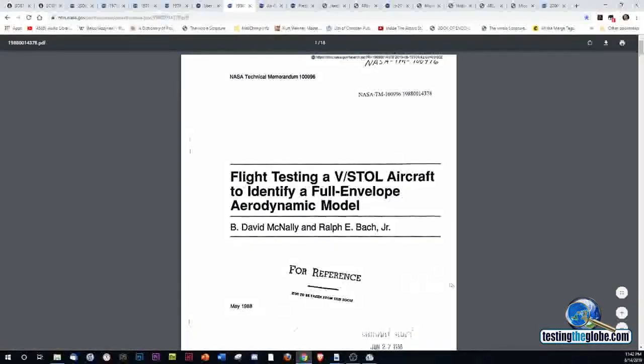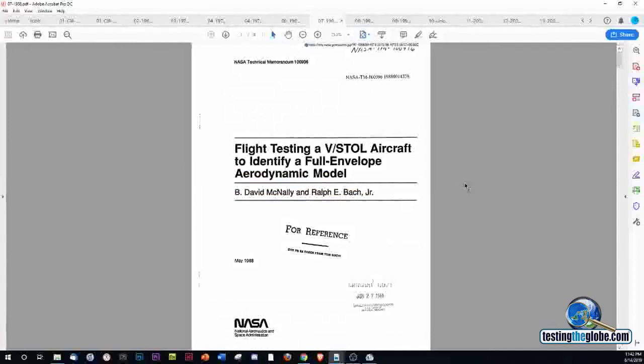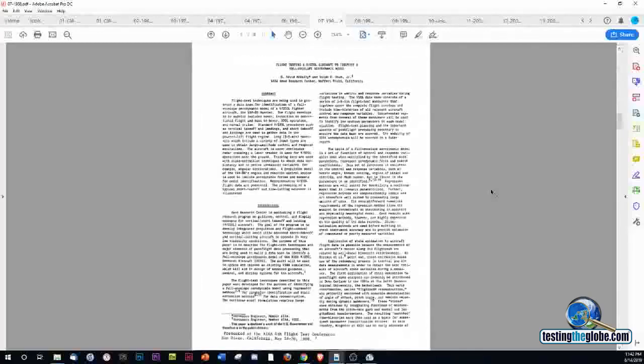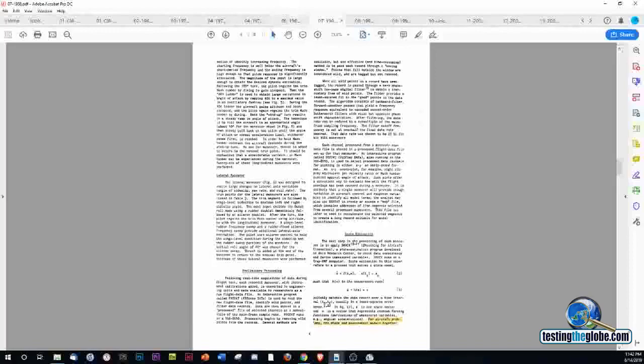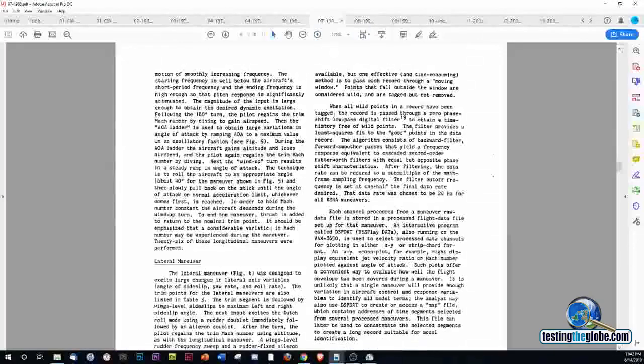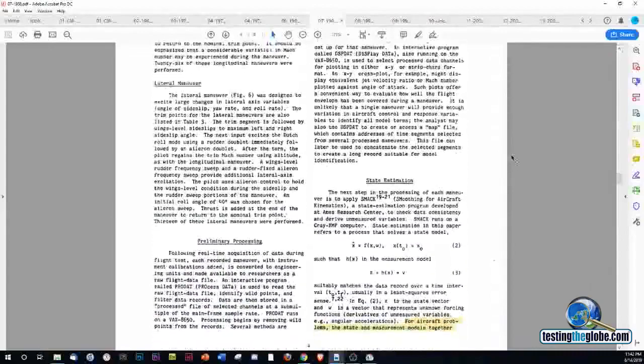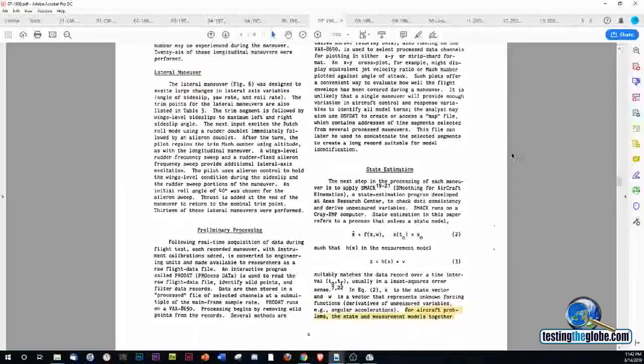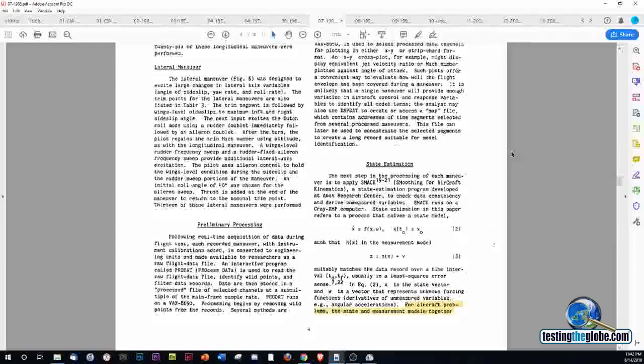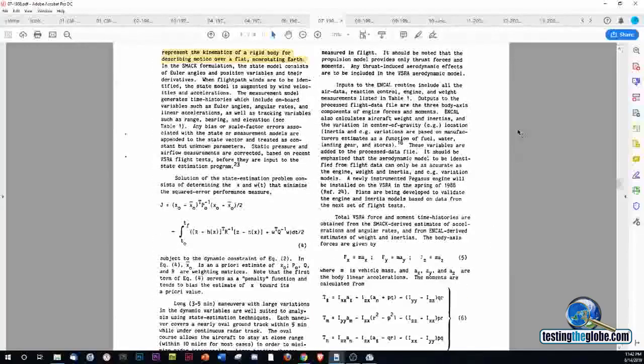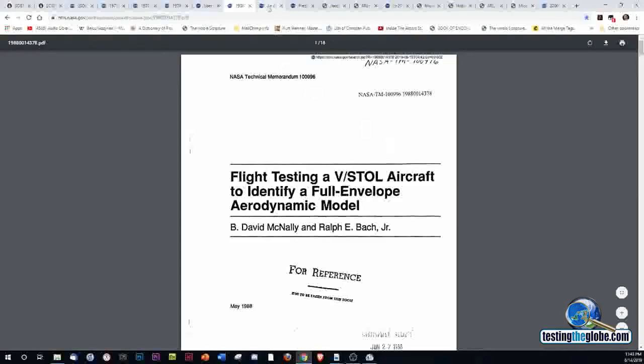NASA.gov, May 1988. Flight testing a V-STOL aircraft to identify a full envelope aerodynamic model. June 27, 1988. Day after my birthday. Page 4 of their document. For aircraft problems, the state of measurement models together represent the kinematics of a rigid body for describing motion over a flat, non-rotating Earth. All right.